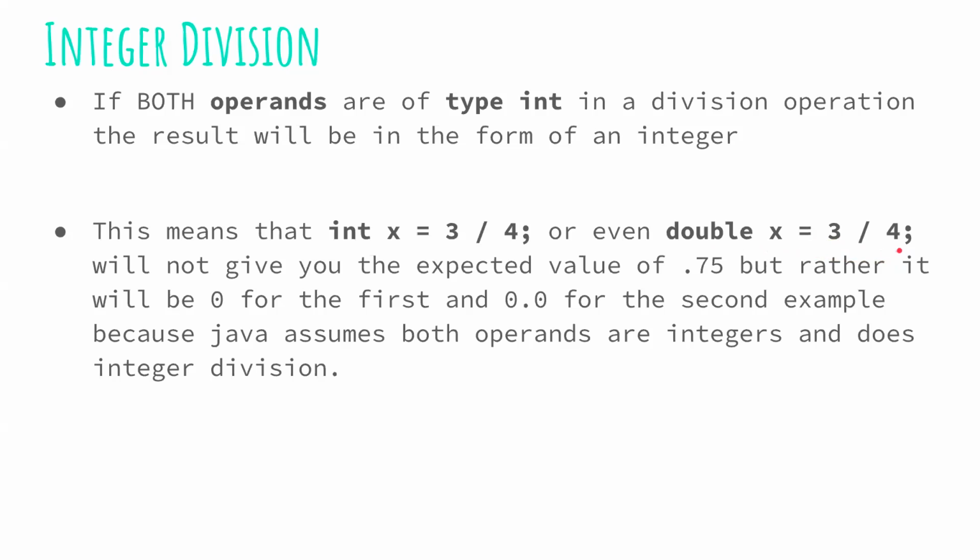So it divides 3 by 4. The answer to this is 0. And then we go ahead and put it in a double. So it's going to change that 0 to be a decimal, which would be 0.0.